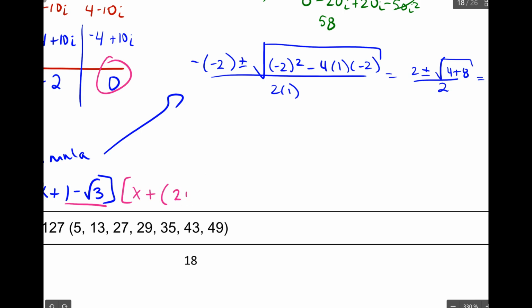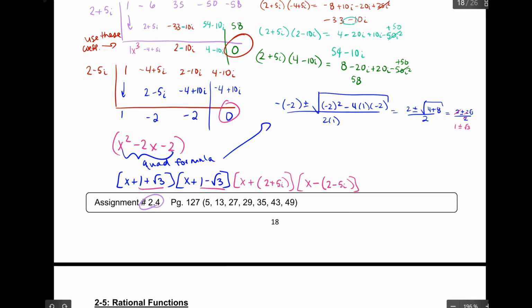Okay, so the other two factors for my linear factorization are going to be x plus 2 plus 5i, and then I have x minus 2 minus 5i. Cool. Let's see, that's the linear factorization, those four.